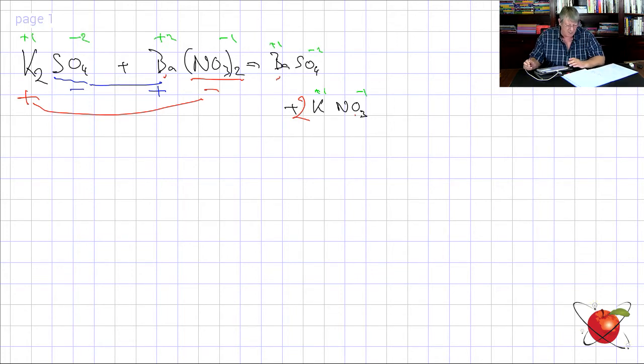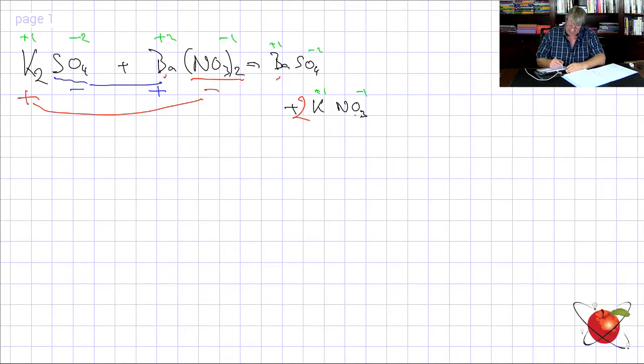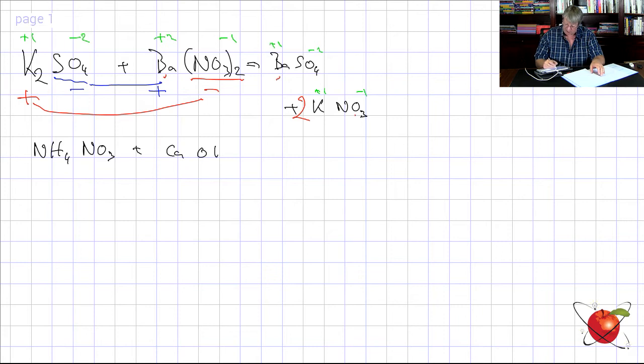Okay? The next one, ammonium nitrate. Ammonium, hang on, that is NH, hey, ammonia, A comes before M, 3 before 4, therefore ammonium is NH4. And it's ammonium nitrate, NH4NO3, plus calcium hydroxide, Ca and an OH.